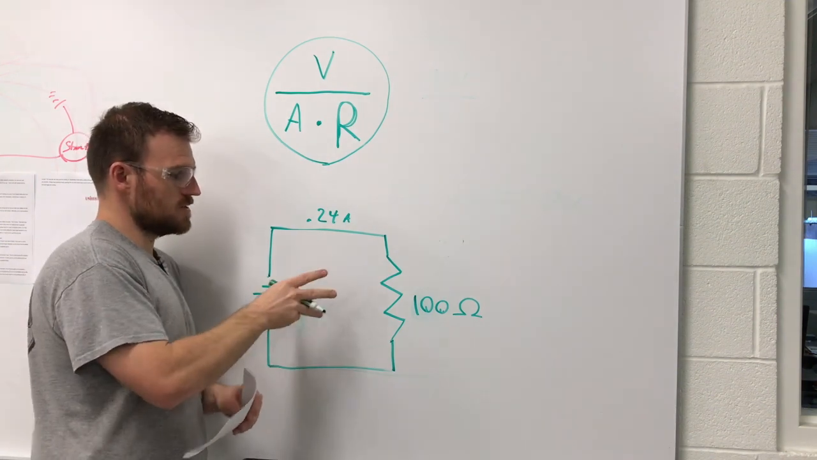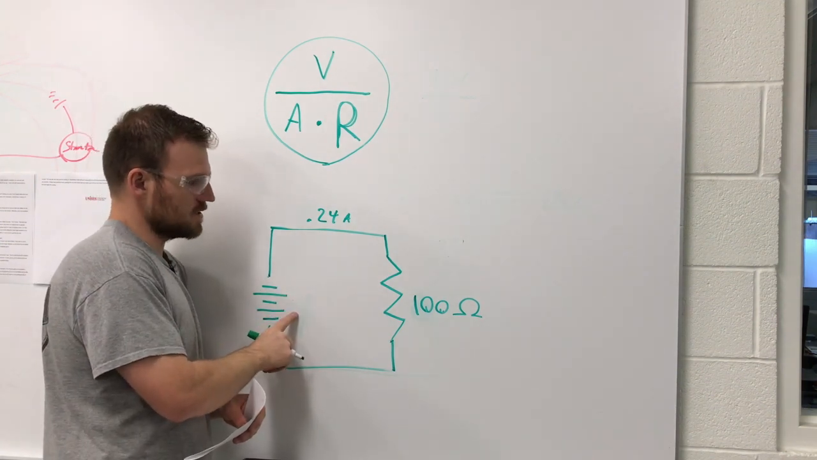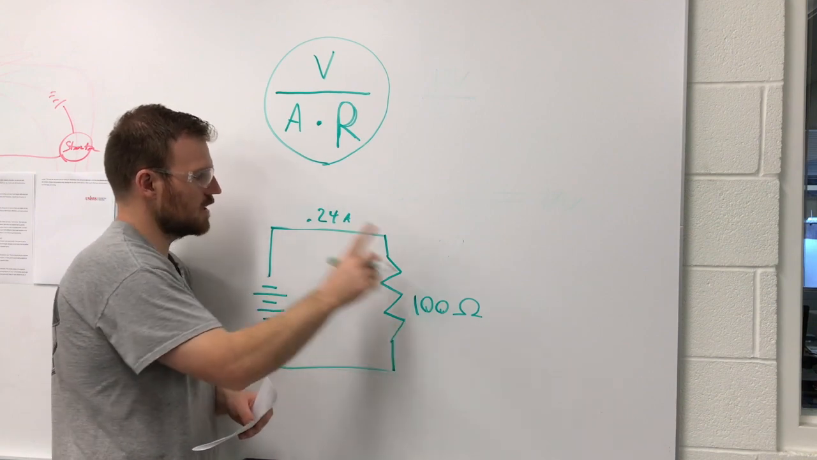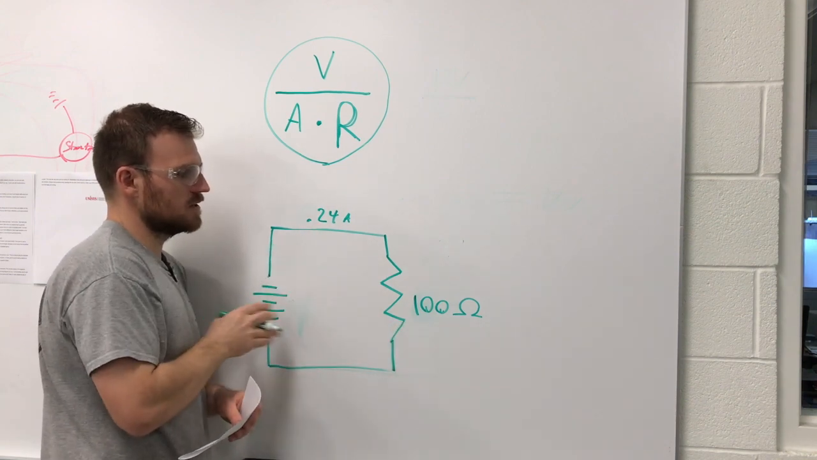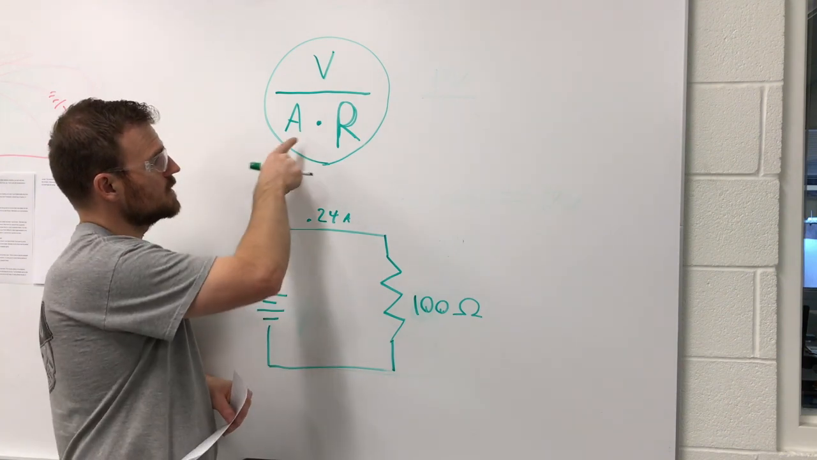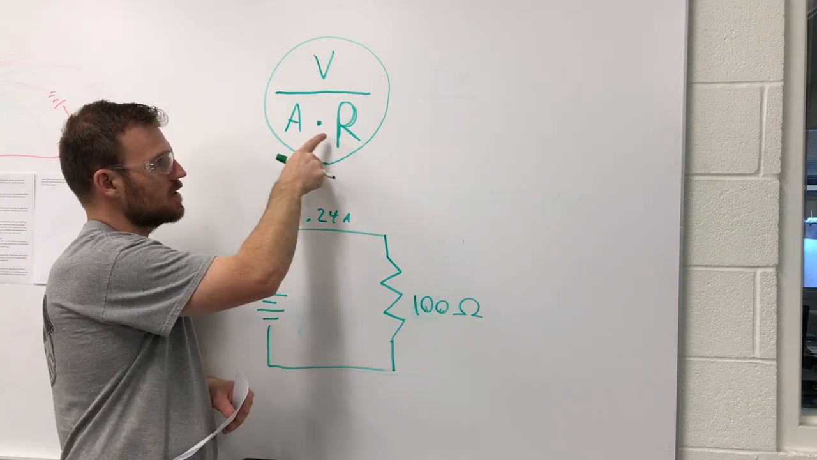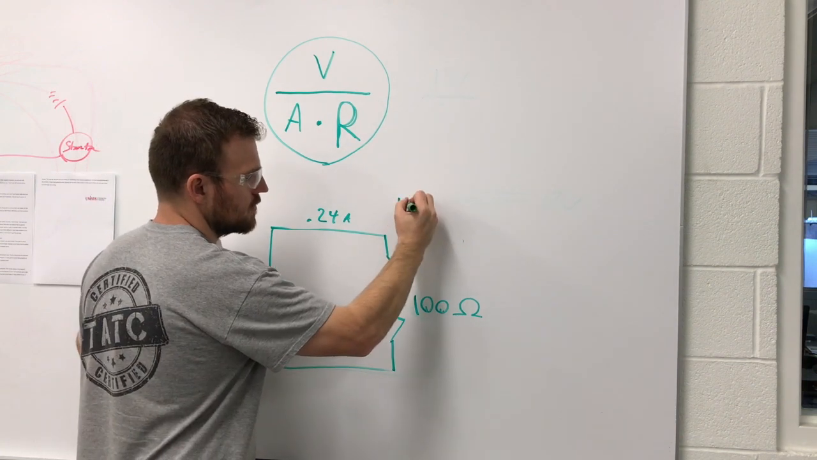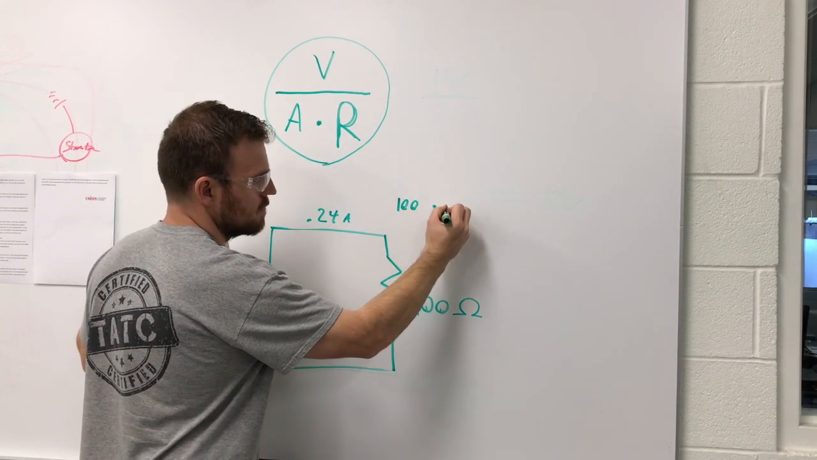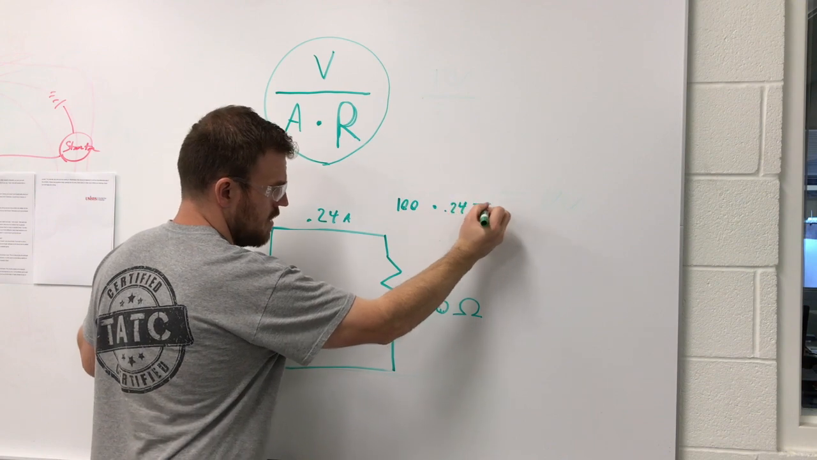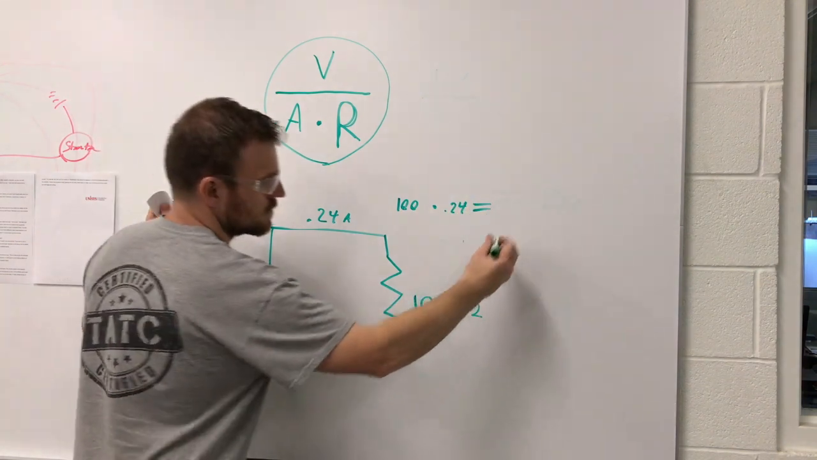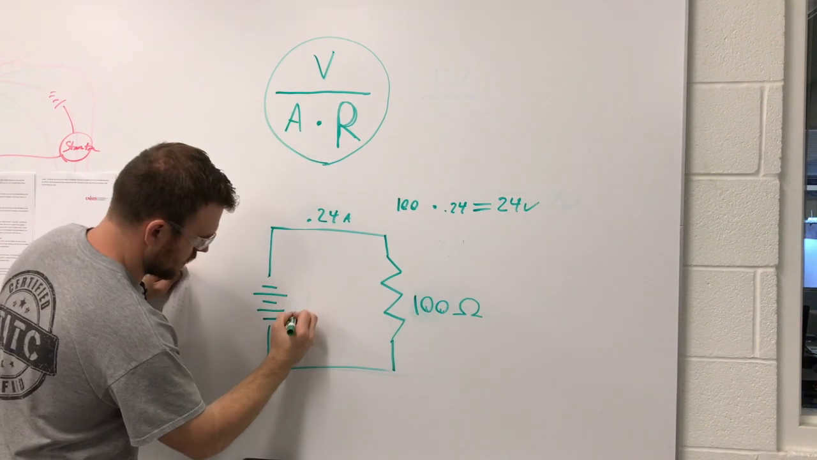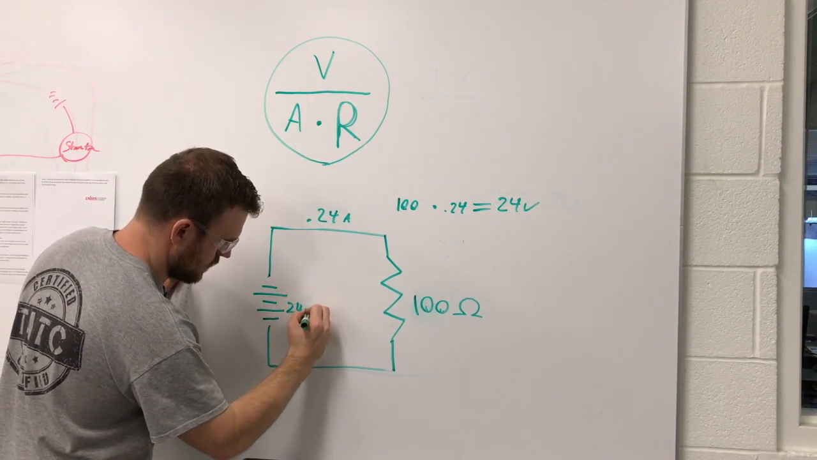Okay, so in this problem, we're going to have to try to find the voltage as the only one missing. So we have 100 ohms of resistance, and we have 0.25 amps. So that's what we're going to use up here, and we see that we need to multiply amps times R to figure out what our voltage is. So that's going to be 100 times 0.24 equals 24 volts. We can go ahead and write that right down here, 24 volts.